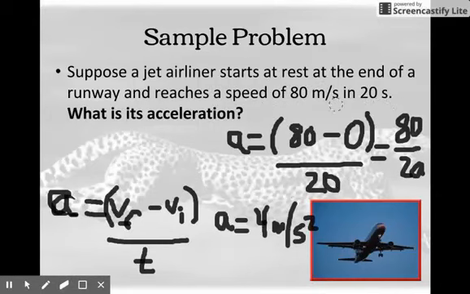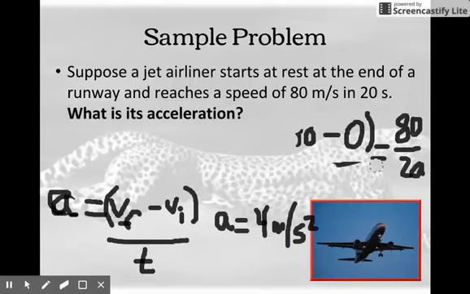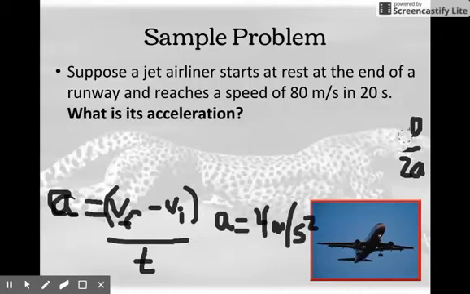So we have to look for those words sometimes to know if our initial velocity should be 0. If it says it starts from rest, that means Vi, our initial velocity, is going to be 0. So let's try one more together here.